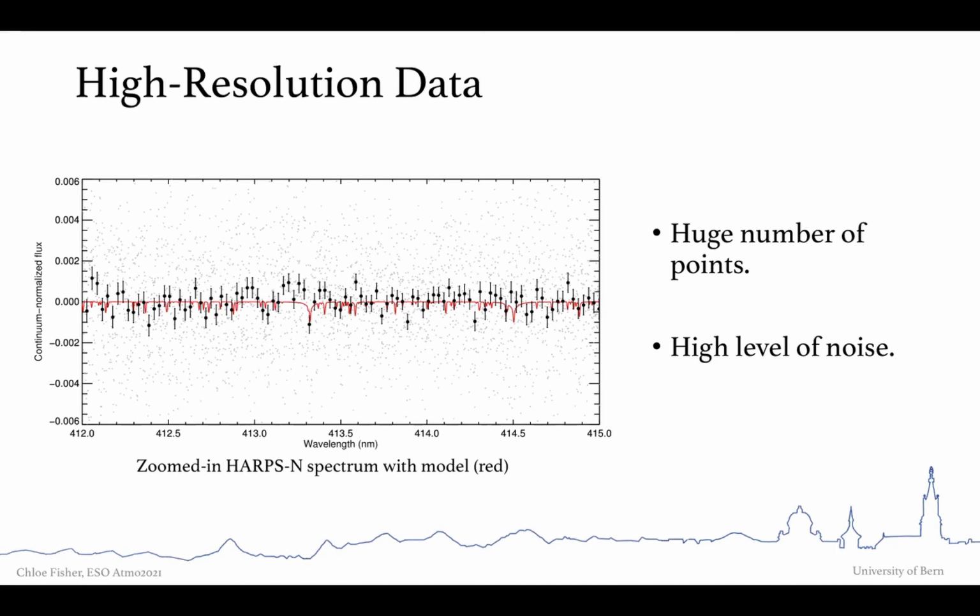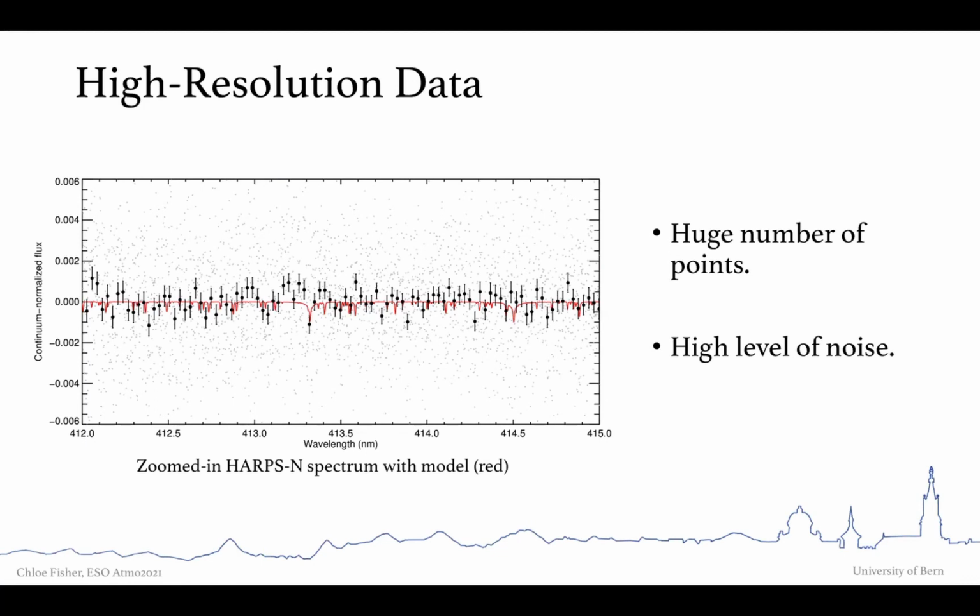So you can see the difference between what the low resolution data looks like and the high resolution data. This has a huge number of points. I think the full HARPS-North spectrum has like 300,000 points. And I put in a high level of noise. It's only a high level of noise per spectral point. So obviously you could bin this down to really low resolution and your noise reduces, but then you're losing the information that you want, which is those spectral lines that Sid talked about.